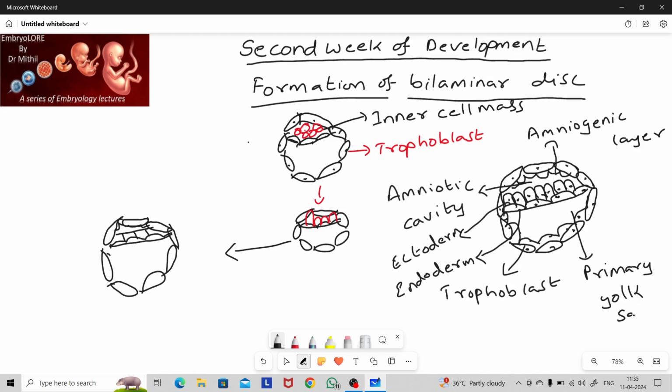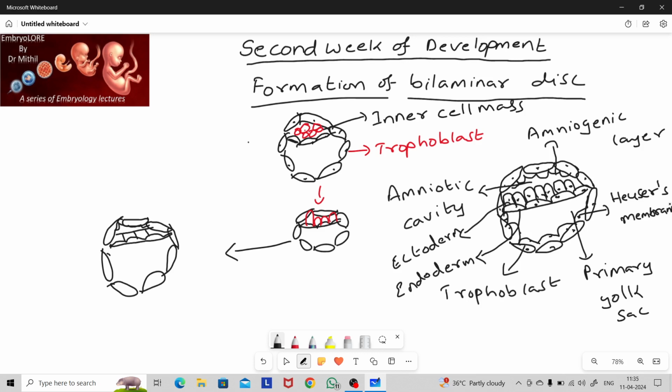This is the primary yolk sac which got formed, and there is a separate name for the membrane lining the primary yolk sac. So the name has to be remembered, that is the Heuser's membrane. So the Heuser's membrane layer is the one which is lining the primary yolk sac.